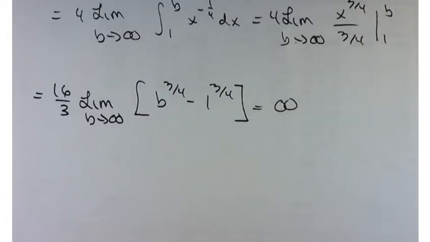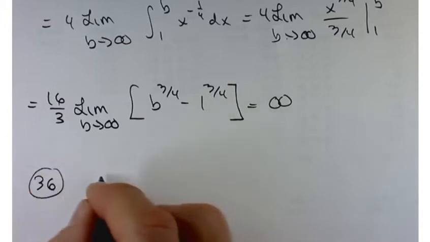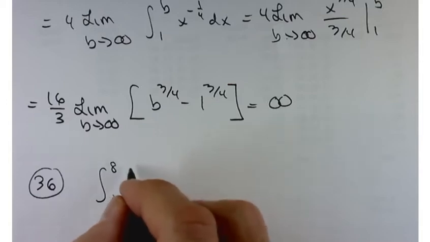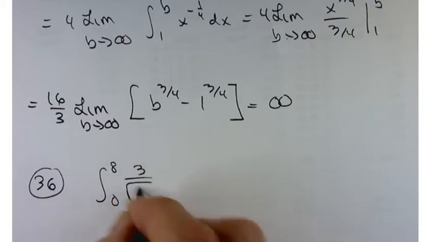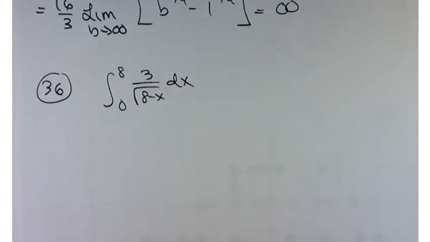Let's do one that's a little bit different. See what you note about this one. Problem number 36. The integral from 0 to 8 of 3 over the square root of 8 minus x dx. Is there anything wrong with this one? I mean, we don't have an infinite limit, right? I mean, we're all good here?